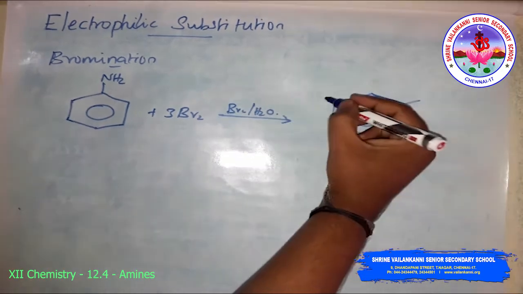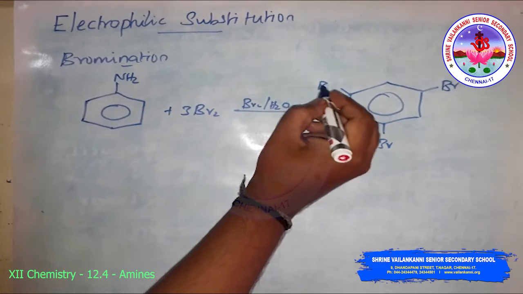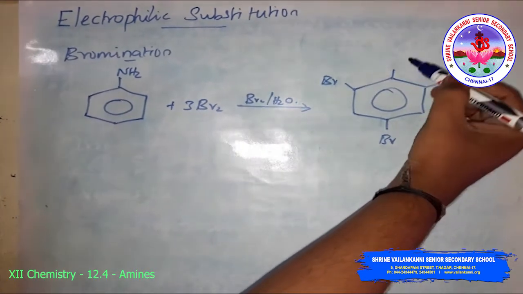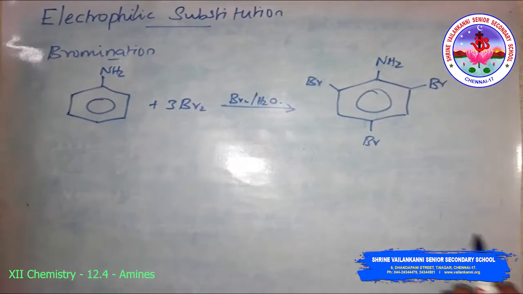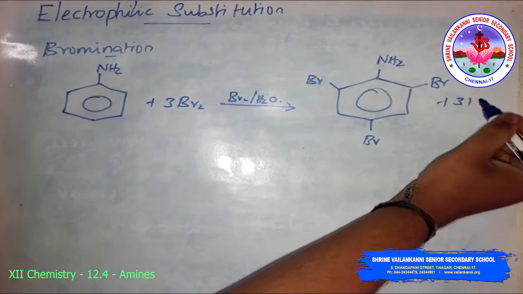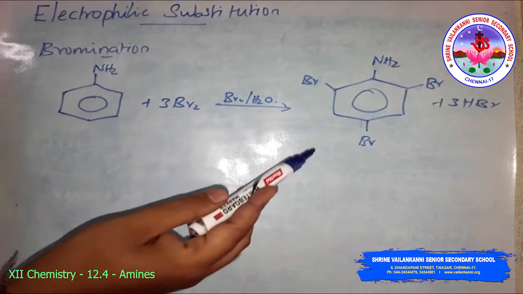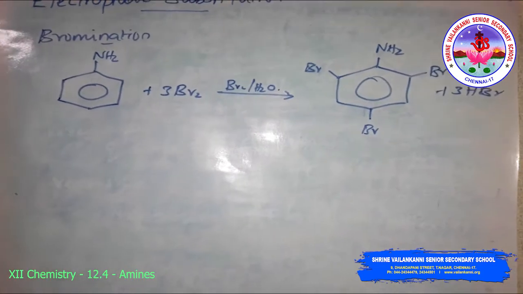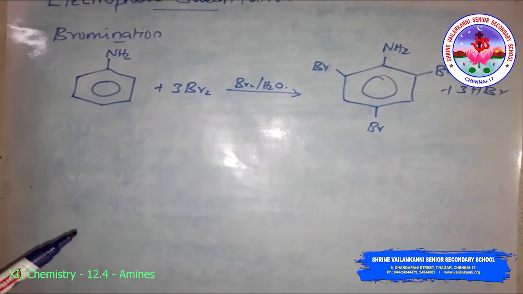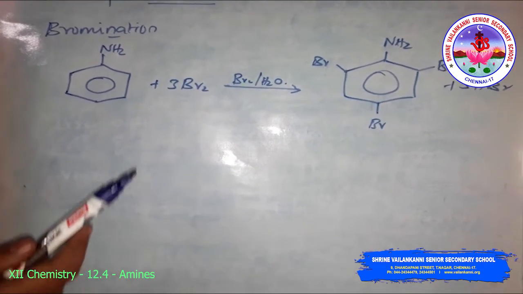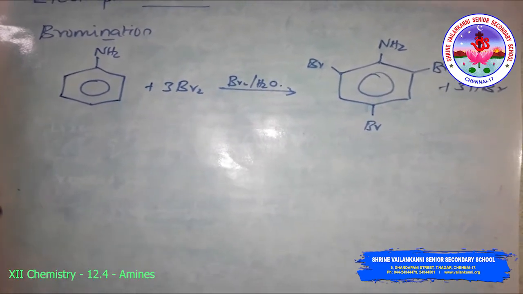Here, Br is ortho and para directing, and 3HBr is also formed. So this is 2,4,6-tribromoaniline. The main problem encountered during electrophilic substitution reactions of aromatic amines is their very high reactivity. The substitution tends to occur at the ortho and para positions.